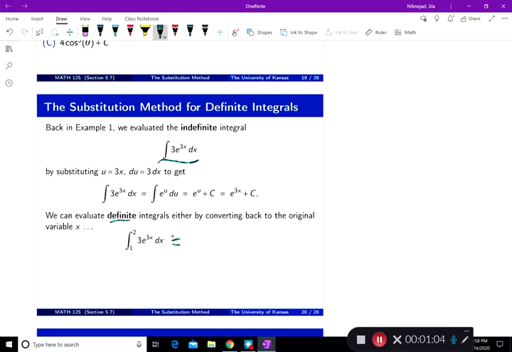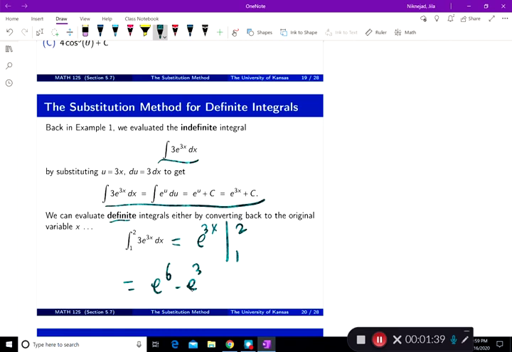One method of doing this is to go all the way, ignore the bounds, and find the antiderivative, then use the fundamental theorem and say, okay, so the antiderivative is e to the power 3x, and then I plug in 1 and 2. And so I get e to the power 6 minus e to the power 3, right? 2 times 3 is 6, and 1 times 3 is 3. So that's one method. It requires you to completely do the indefinite integral, then do the definite integral.